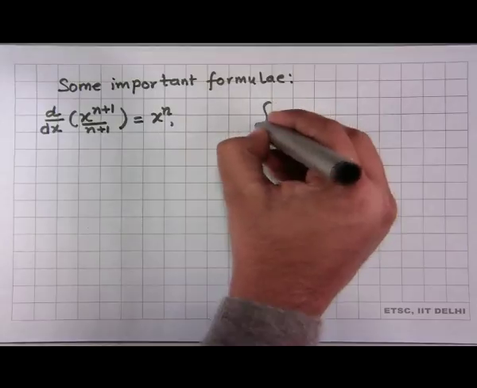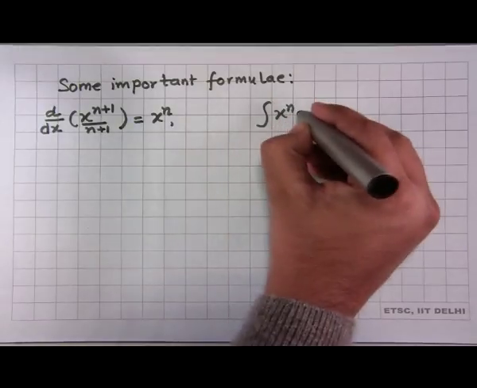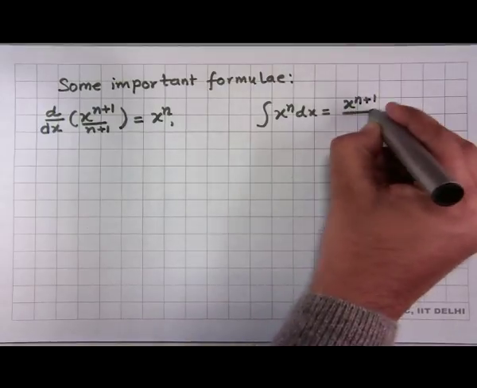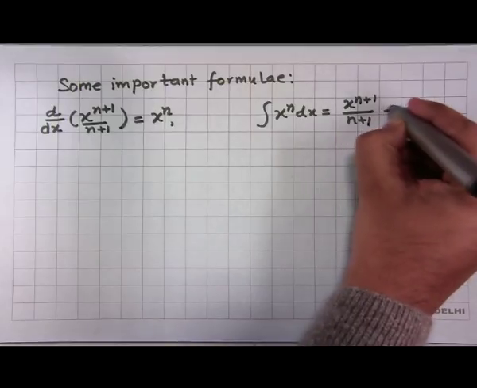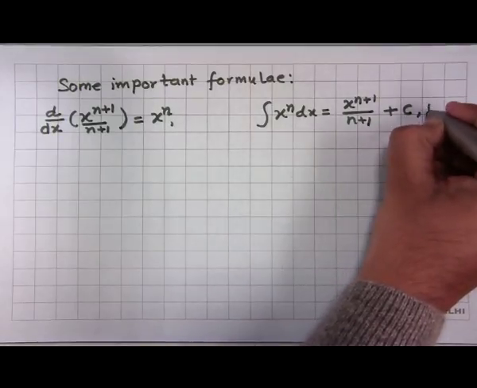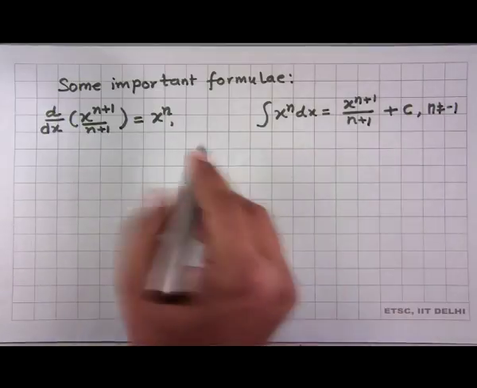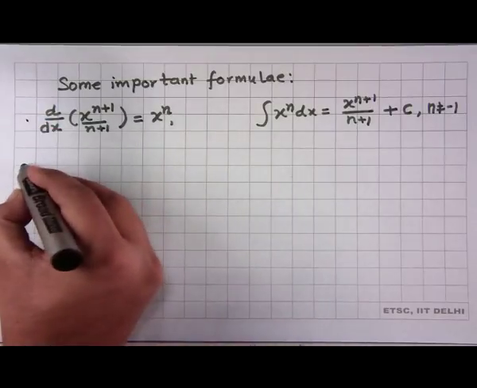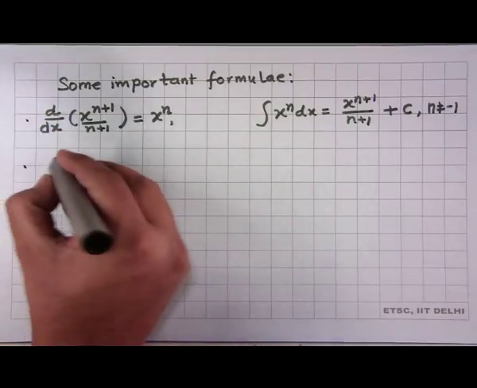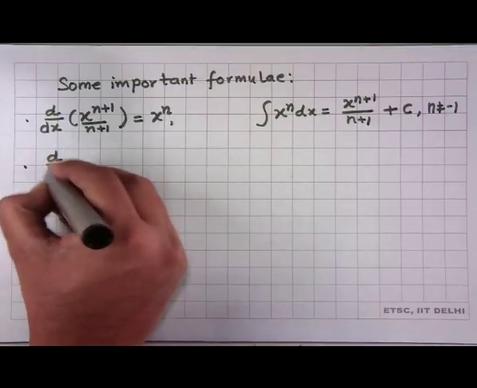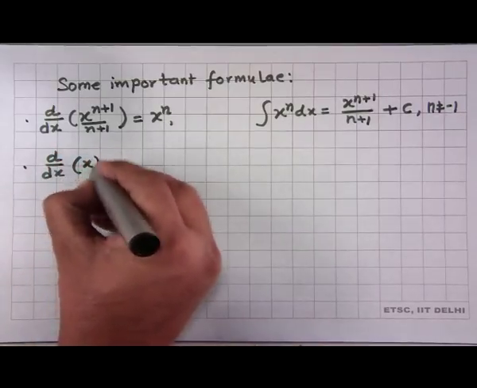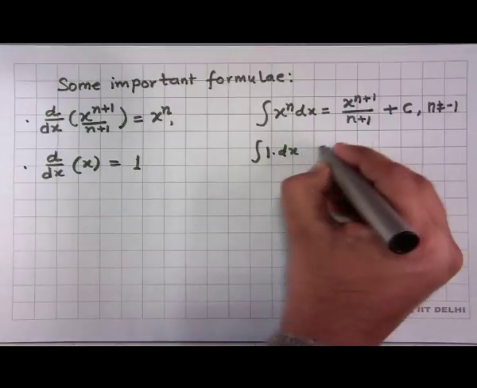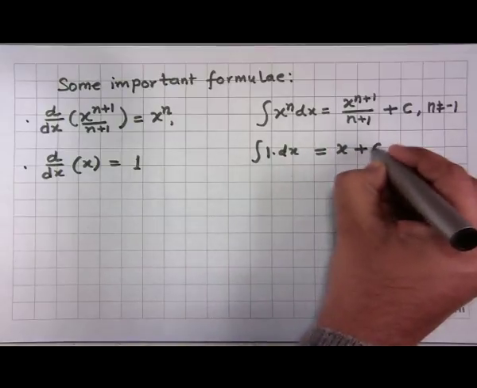So, the corresponding integral of x raised to power n dx becomes x raised to power n plus 1 over n plus 1, plus a constant c. Here we must note that n cannot be equal to minus 1. We will deal with this minus 1 case separately, which will come in due course of time. As a particular case, we know that d by dx of x is 1, and therefore the integral of 1 dx, we have already seen, turns out to be x plus a constant.